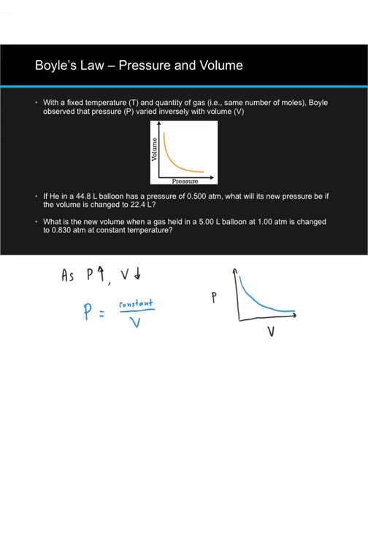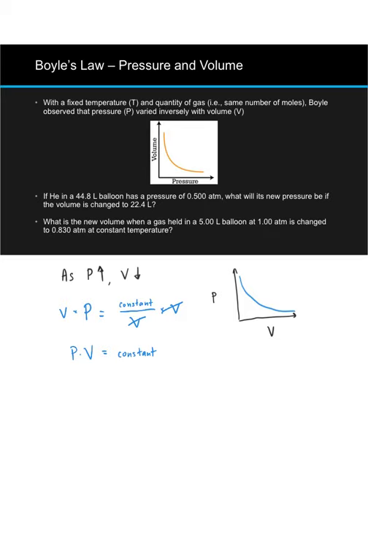Another way to state Boyle's law is to multiply both sides of this equation by volume. And what we end up with is that pressure times volume is always constant for a gas at a constant temperature and with a constant number of particles, or moles. That means that at one set of conditions, the pressure times the volume for a gas must be equivalent to the pressure times the volume at another set of conditions.